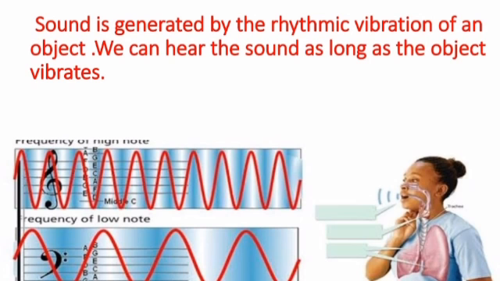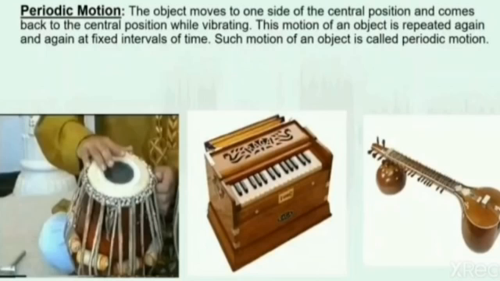Sound is generated by the rhythmic vibration of an object. We can hear the sound as long as the object vibrates, but when we touch the vibrating object with our hand, the vibrations stop and we no longer hear the sound. Sometimes we can see the vibration, but sometimes the vibrations are so minute that we cannot see them with our eyes. So, the object moves to one side of the central position and comes back to the central position while vibrating. This motion of an object is repeated again and again at a fixed interval of time. Such motion of an object is called periodic motion.